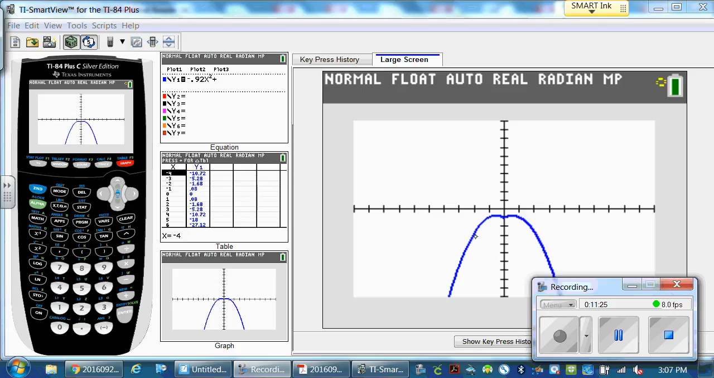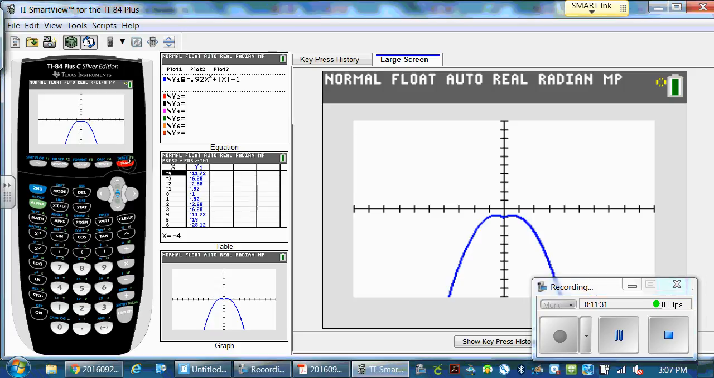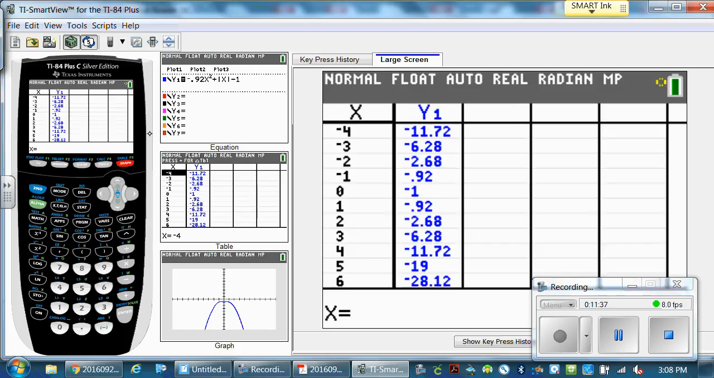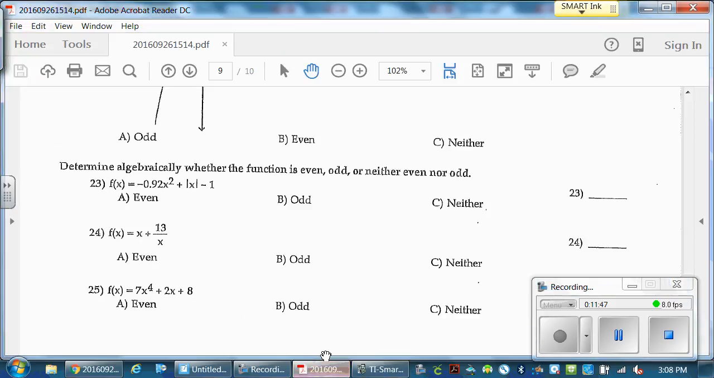It appears even to me. It looks like this y-axis is a line of symmetry. To double check it, go to your table. I don't know why that went back. If you get the same thing for negative 4 as you do for positive 4, and negative 3 and positive 3, and negative 2 and positive 2, these are the same. That means it's an even function. So this one's even for 23, even.